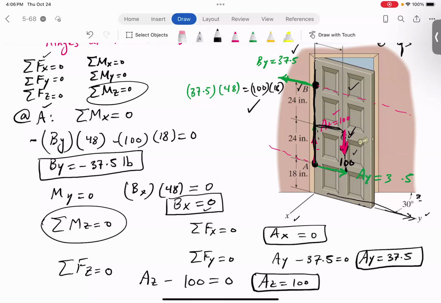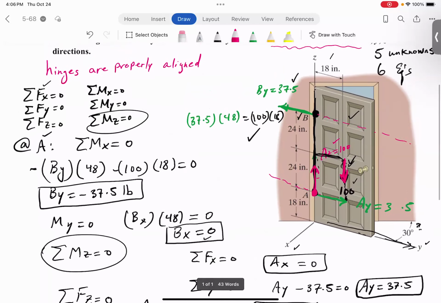So that's it. Those are the types of reactions that we have acting on this door. So basically, two forces at hinge A, one in the Z and one in the Y, and then just one force in the Y direction at hinge B. Okay?